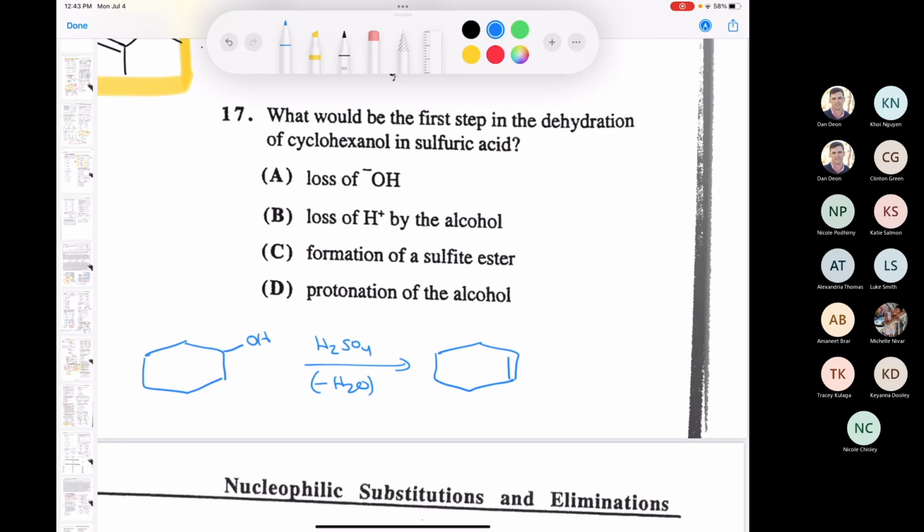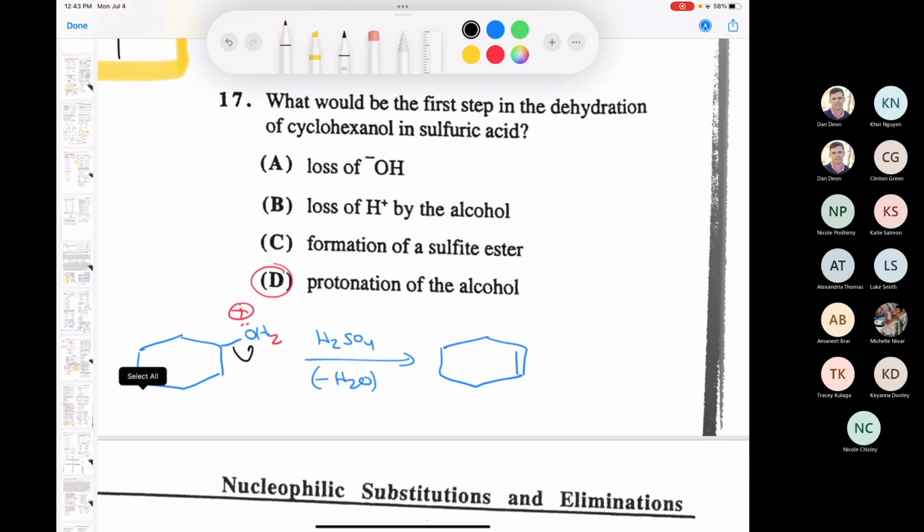Yeah. Oh, yeah. Okay, good. The answer is D. The first step is going to be protonation of the alcohol to convert it into a good leaving group, right? So that enables it to leave once you've formed a good leaving group. So the first step in dehydration would be the protonation of that alcohol to make it a good leaving group. So we'll put here: convert poor leaving group into good leaving group. Great.